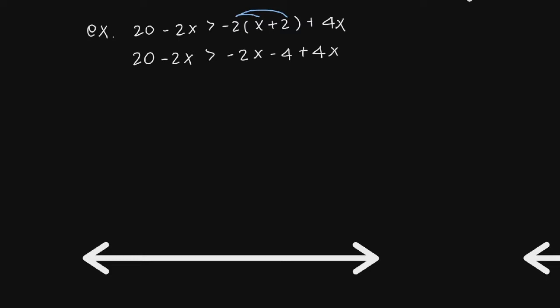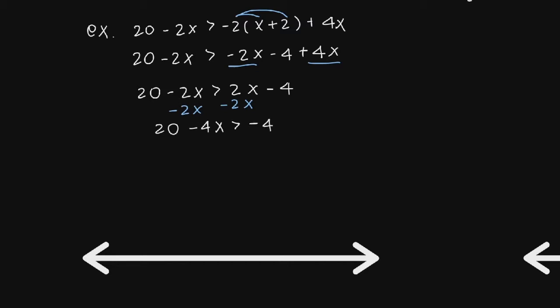On the left-hand side, there's nothing we can combine. And on the right, we can combine negative 2x and 4x. So that's going to be 2x. So 20 minus 2x is greater than 2x minus 4. I personally like moving all the variables to the left, so I'm going to move the 2x over. So then we get 20 minus 4x is greater than negative 4.